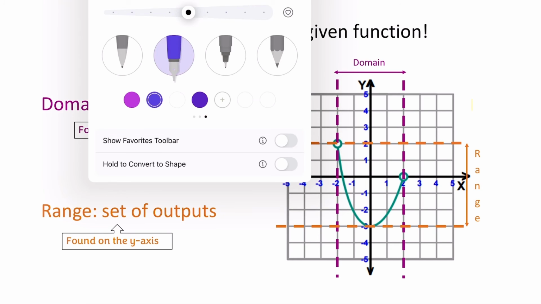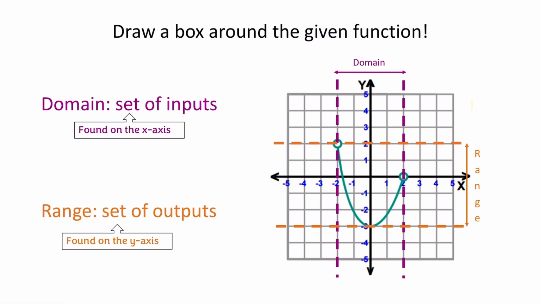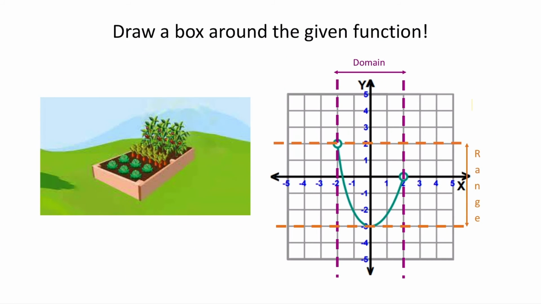So remember, what we're doing here is we're drawing boxes around our given function. You draw a box around your function, and then you use those boxes to determine the x values, which are found on the x-axis, and then you determine the range, which is found on the y-axis. An analogy I like to think of is if you have a garden that's in a box, that's what you're doing. You're putting a box around your function, and you're saying, this is where my function lives.